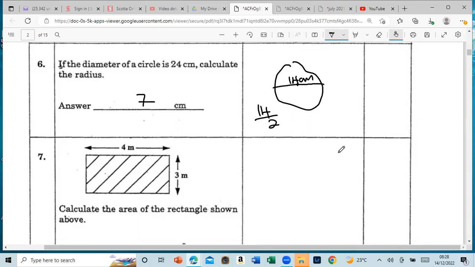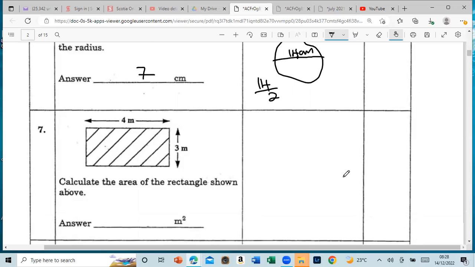Alright, let's move on to number 7. It says calculate the area of the rectangle shown. So area of rectangle is length times width. So the length, put the 4, and the width 3. So that's 4 times 3. So this is very straightforward. Gives us 12.